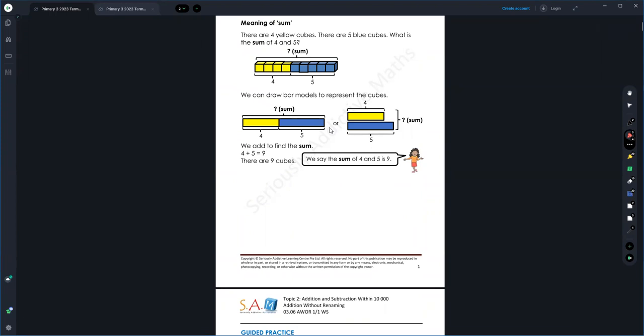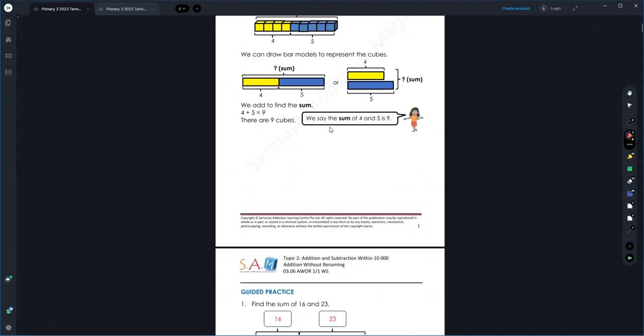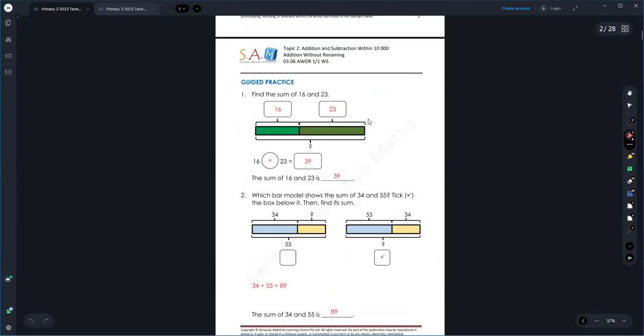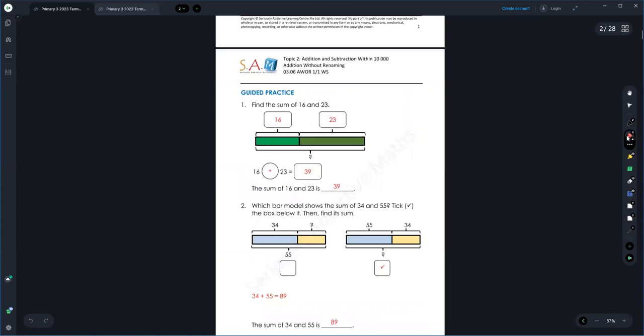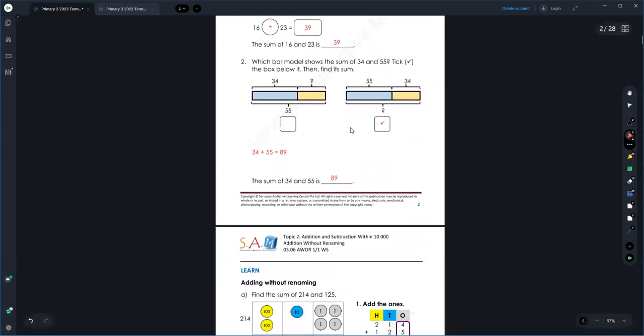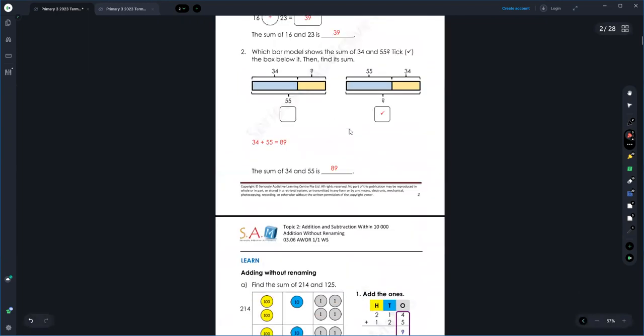Later on there's one question, a very simple one, that is related to this. But I think there should be no problem. It's quite simple to understand. For the guided practice, get them to do everything in class. I don't think you really need to teach them this one. Just make sure they do it in class. They should be able to do this on their own.